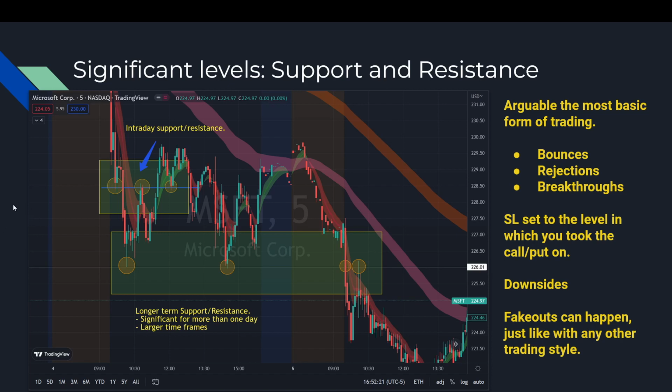Another thing to note is these intraday support resistance levels. They kind of pitter out as the day goes on. So you can see that had 3 strong bounces here, or 3 strong breaks that you could have played, and then maybe another one here.